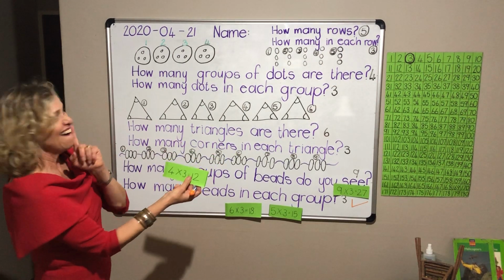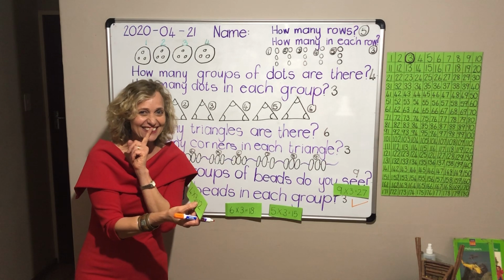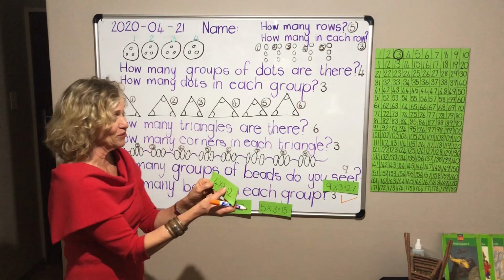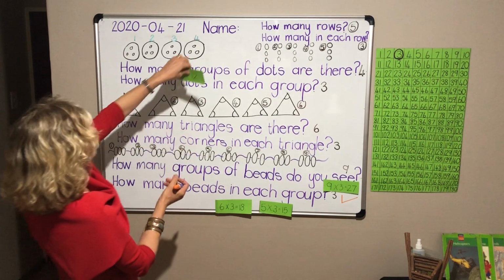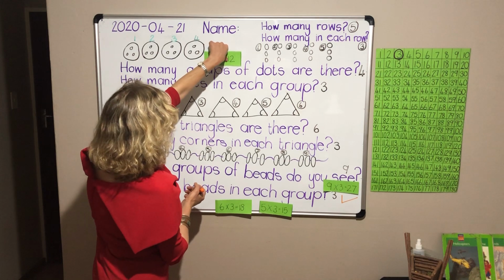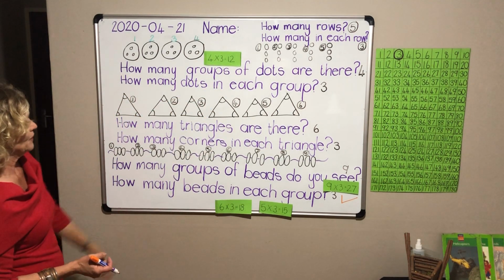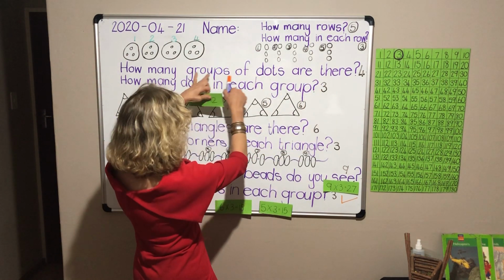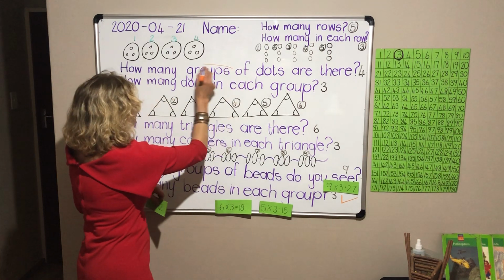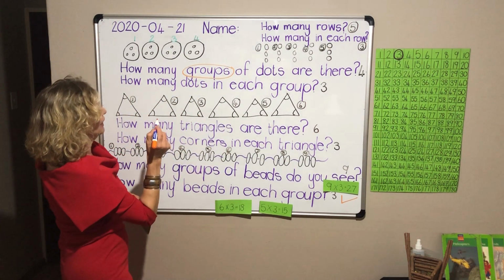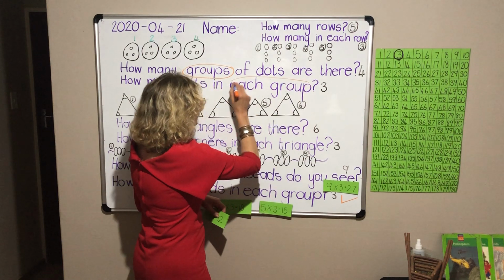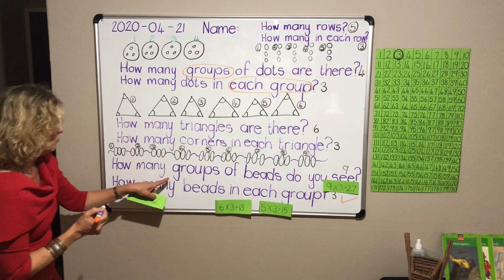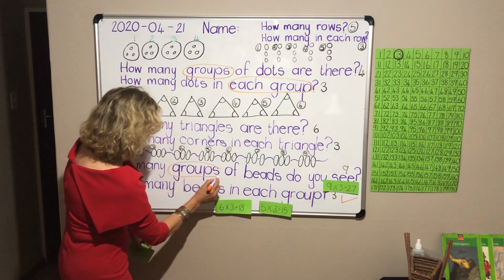So let's look. Who's got the answer? Aha! Wait. There's always those clever ones who go before the others. But yes, you are right. Everybody knew this answer. Awesome. There we see the 4 groups. You see how many groups? This one has to do with the groups. And then how many in each group? Like there. How many groups of beads?